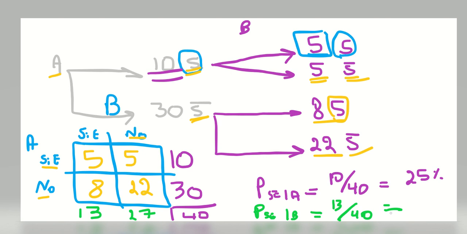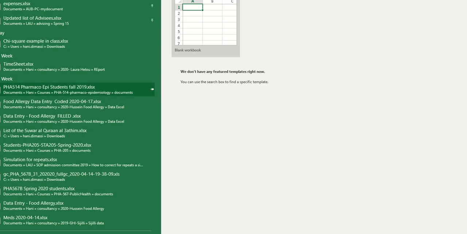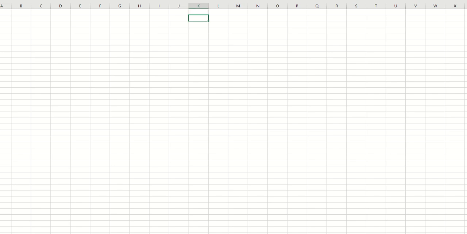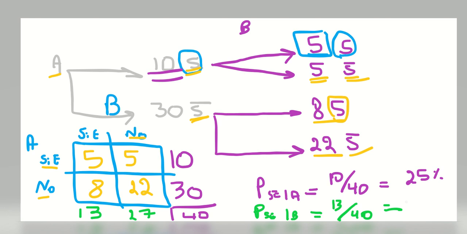And that, my friends, is, well, I need to calculate it. So it's 13 divided by 40. That is 32.5%. Okay, 32.5%. So obviously, do we have evidence to suggest that these two percentages are statistically different?